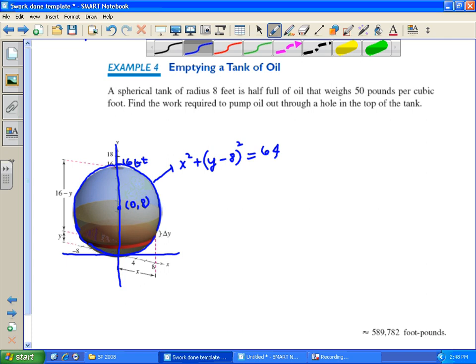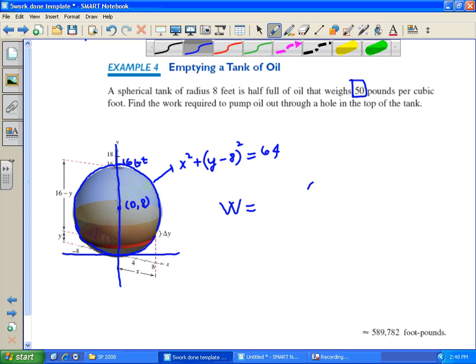Okay, for this question, first of all, the tank is half full, and instead of our typical 62.4, we have 50 pounds per cubic foot for the oil's density. So you would do everything as you would normally do to find the total work done.